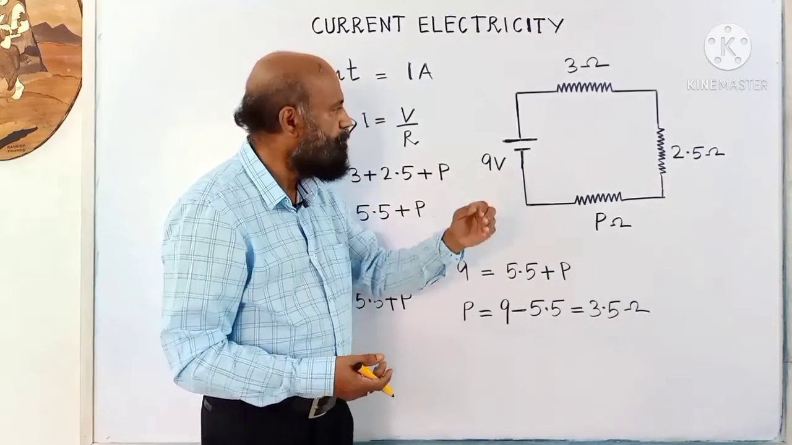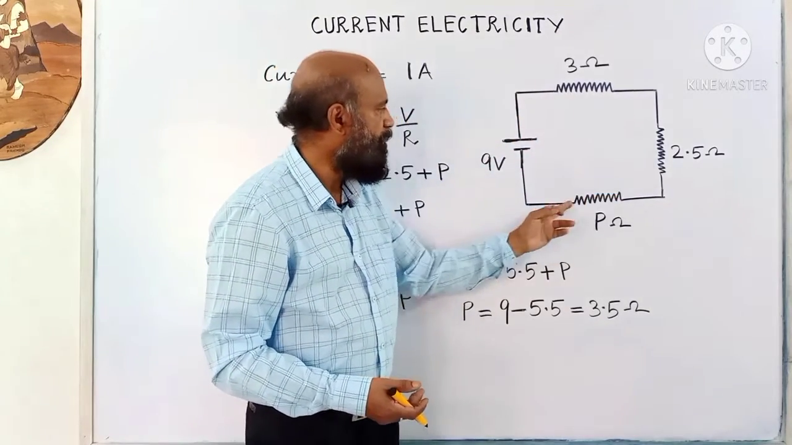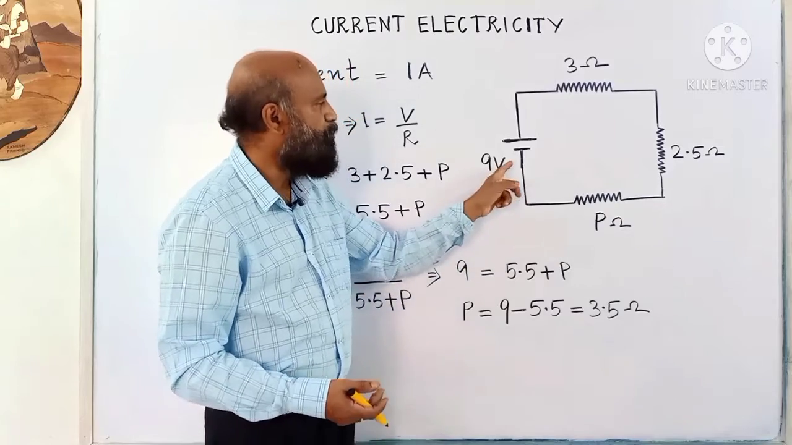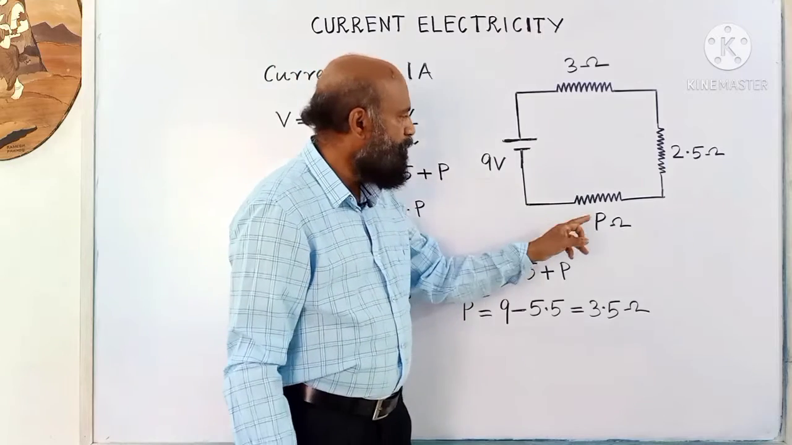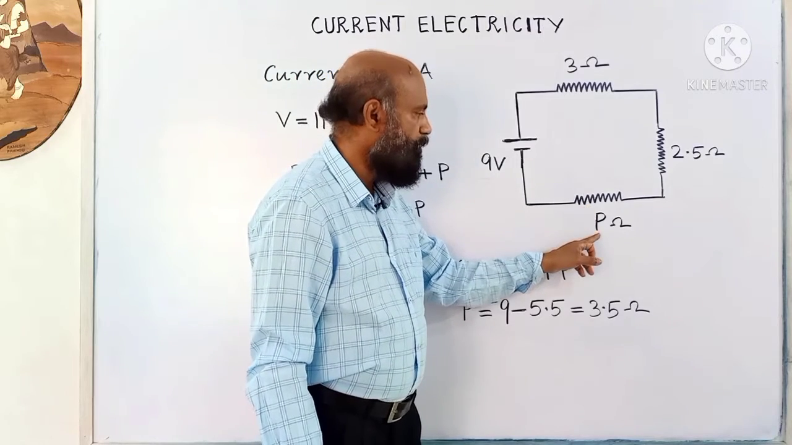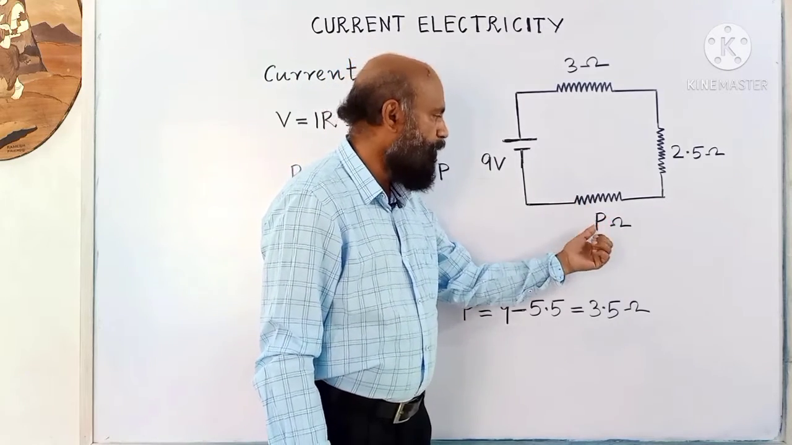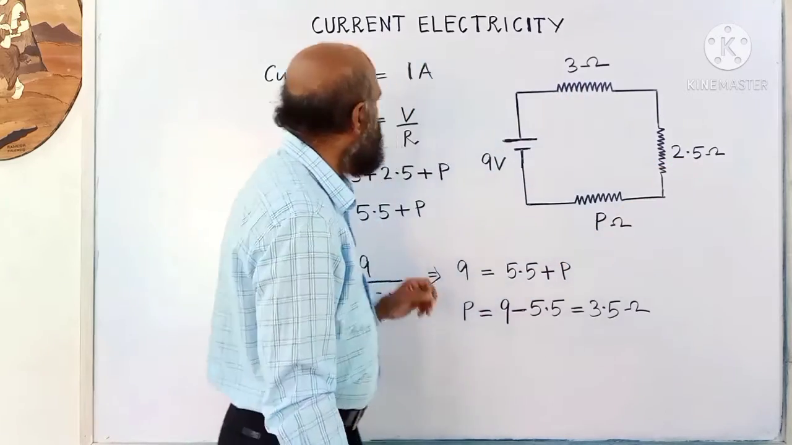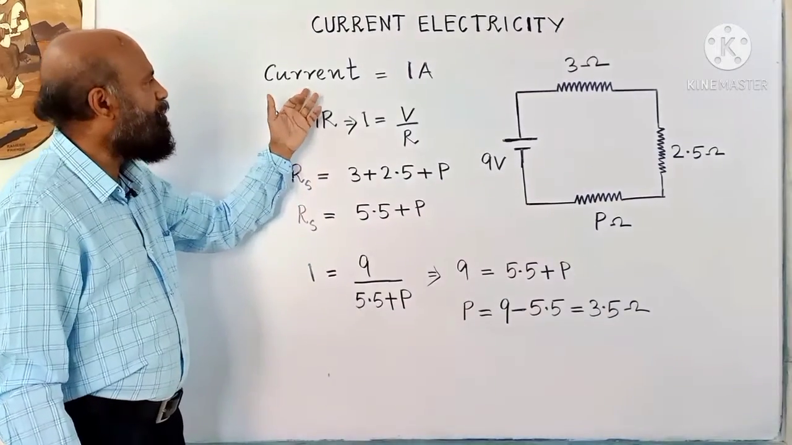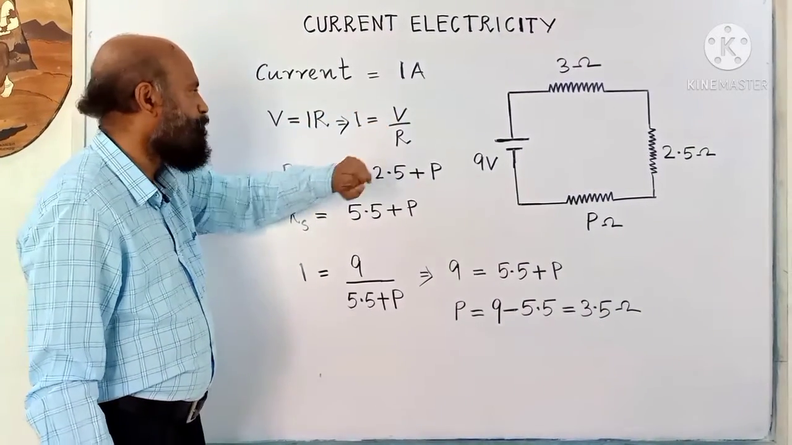In this sum, 3 resistances are connected in series to a potential difference of 9 volt. Then one resistance is unknown. It is P. You have to find the value of P. This is 3 ohm. This is 2.5. The question is given, current is 1 ampere.